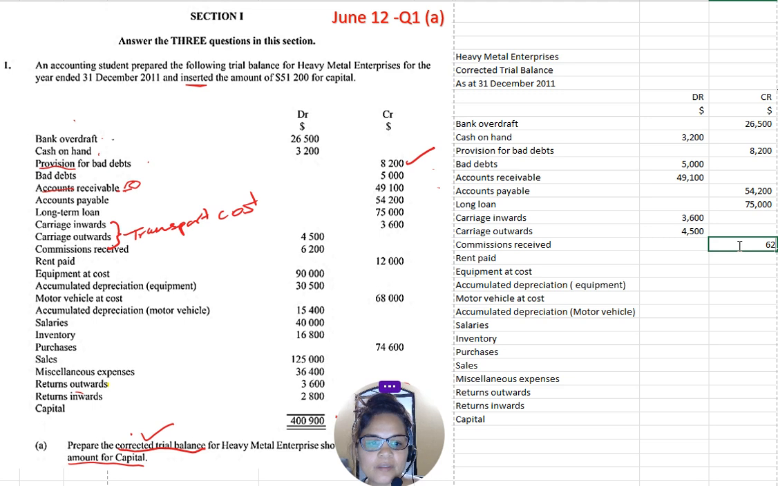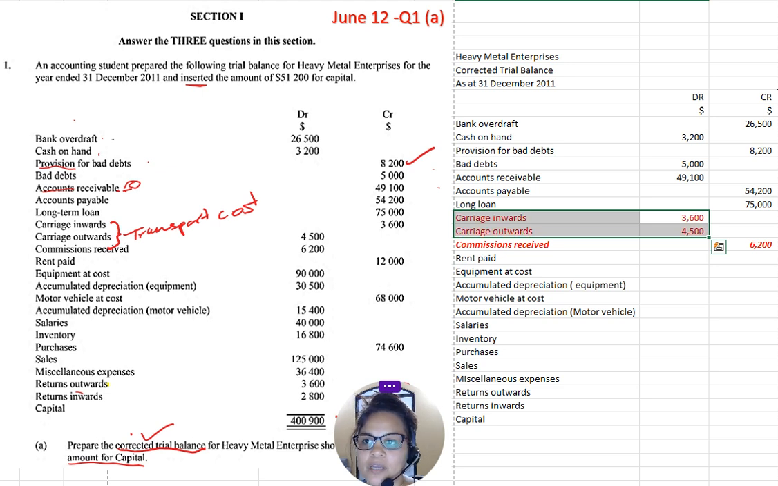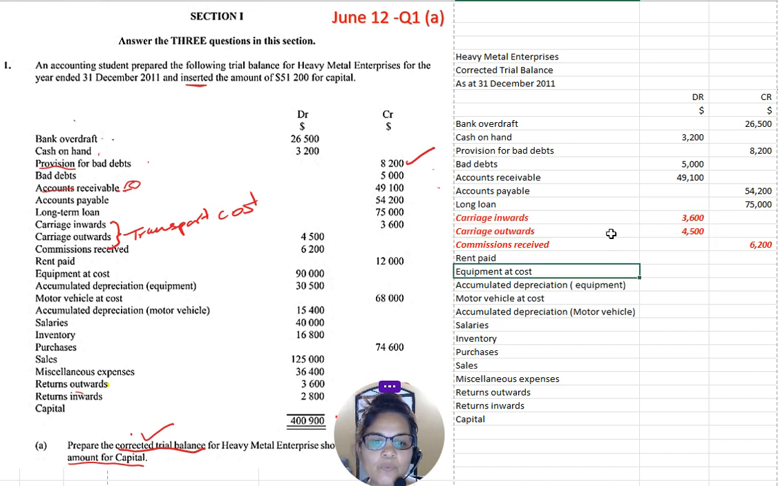And pay attention to some things like this, because other than commission received, you might see something like rent received, because they lease their property. So this is a very valuable account to pay attention to. Also, pay attention to carriage inwards and carriage outwards, because both accounts are transport costs. And one may think that one has to be debited and one has to be credited, but both accounts are transport costs, right?